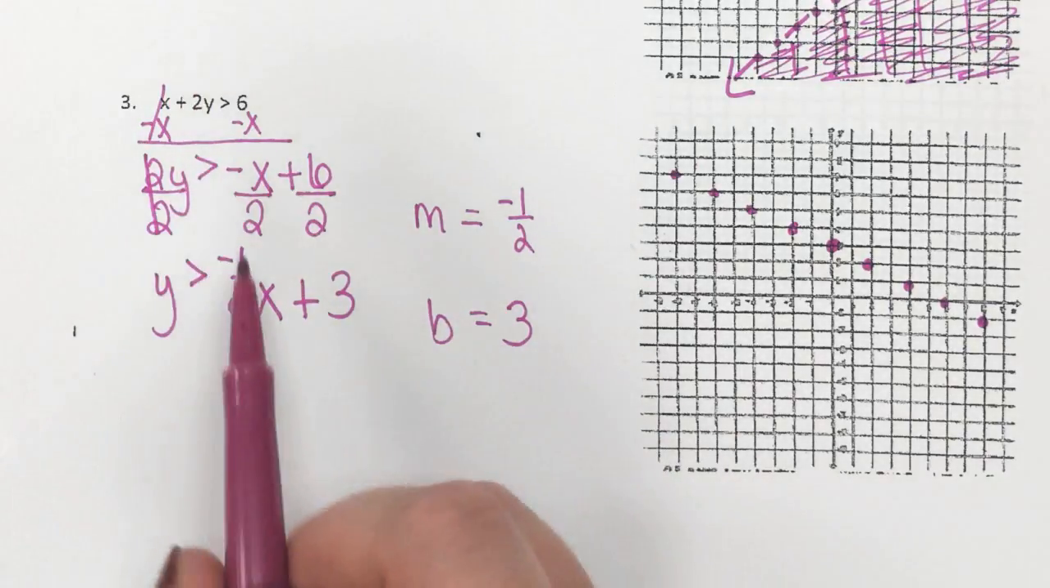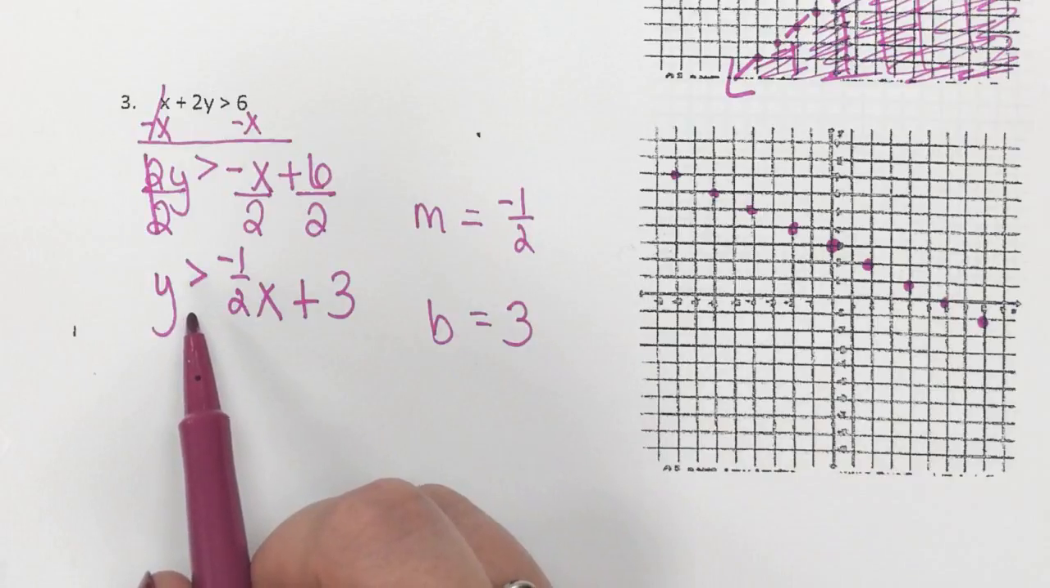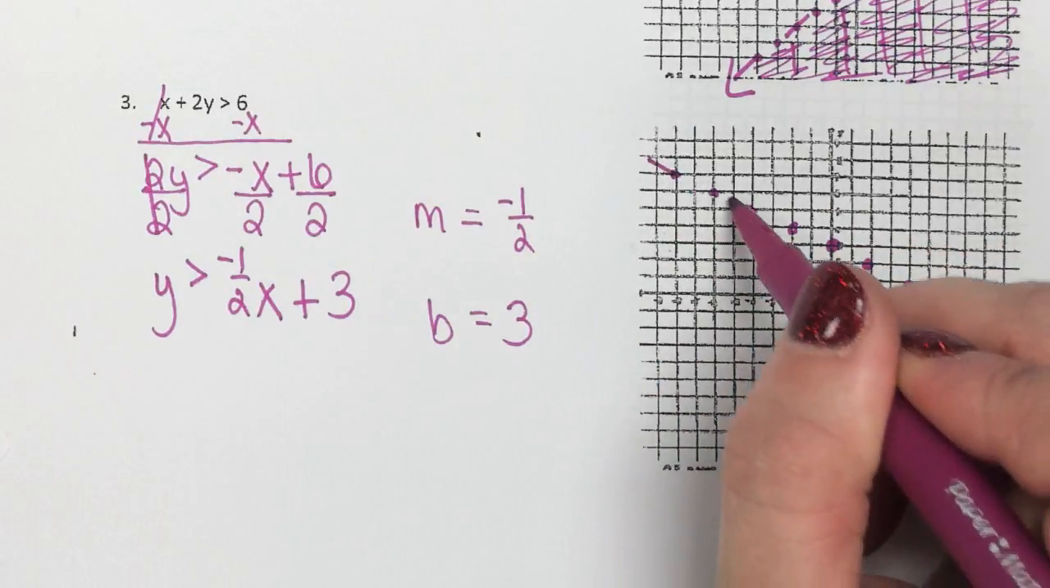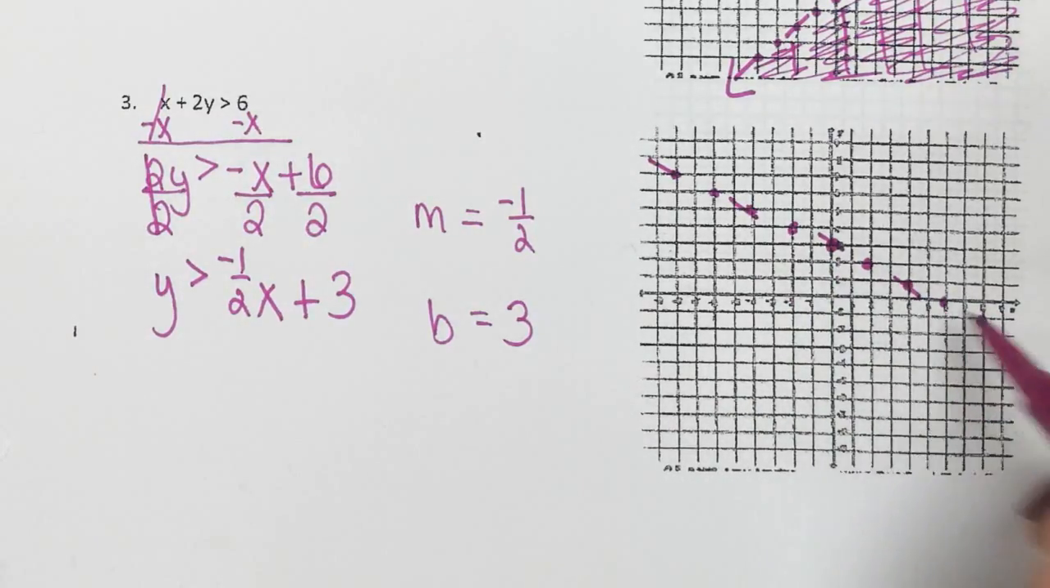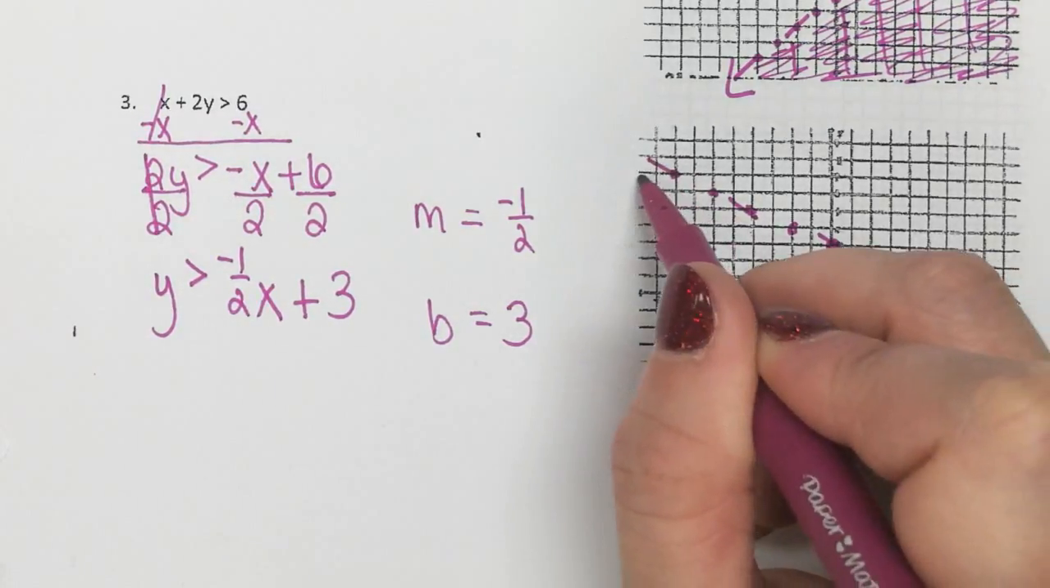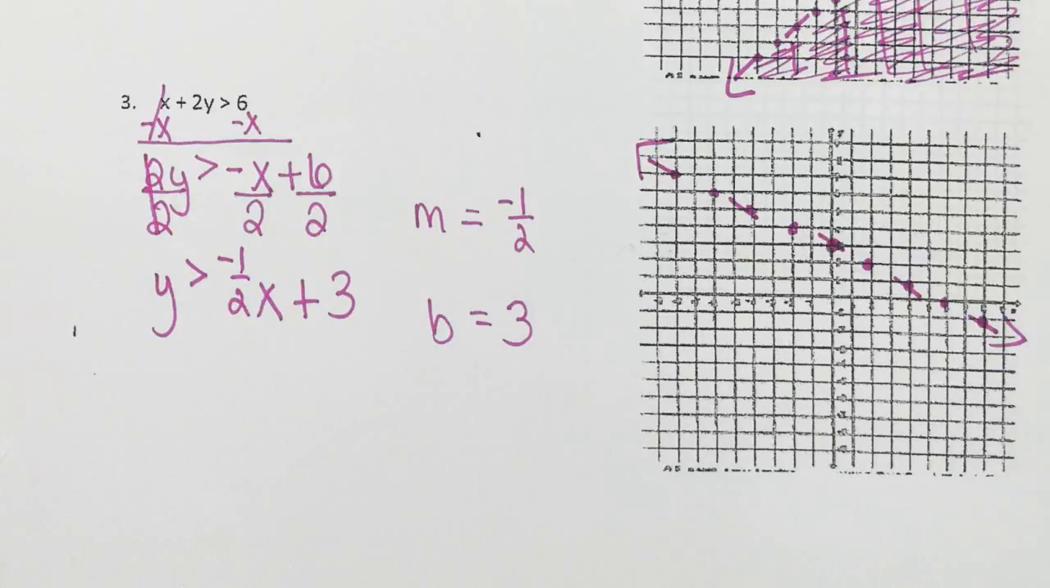All right, does it get an open line or a closed line? Open, yep. Be careful. Make sure you make it look like it's open. If you connect every single one of those, it kind of looks like it's closed, so be careful.